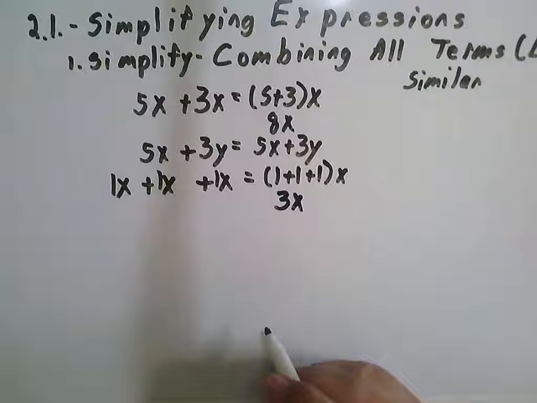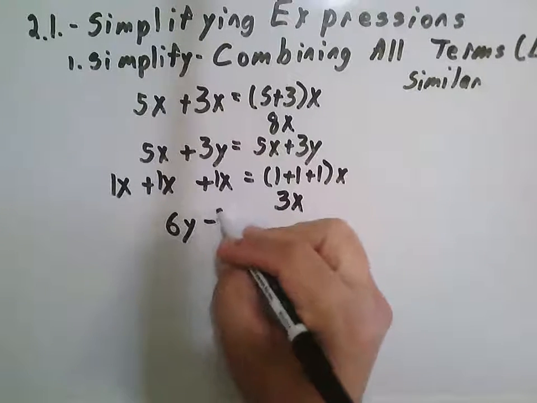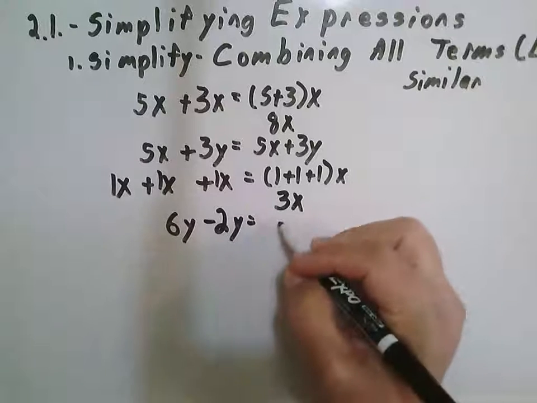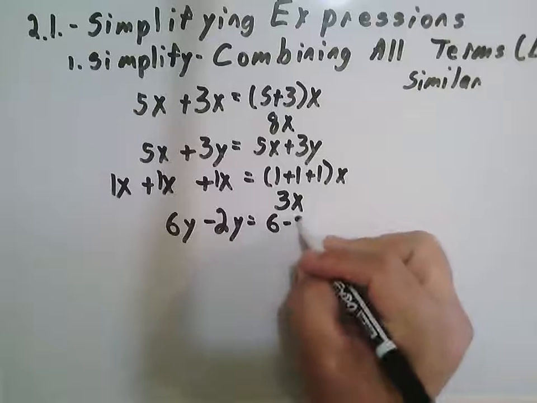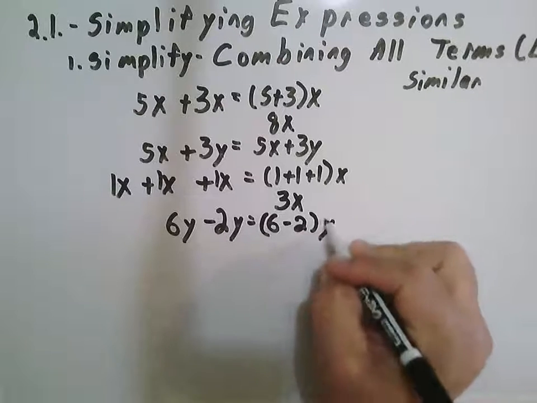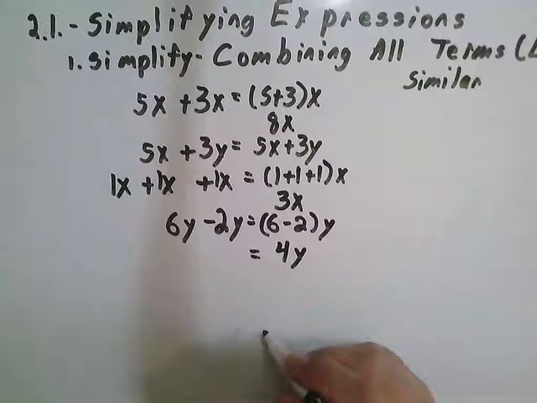Now I can do this with subtraction as well. So let's say I had 6y, subtract 2y. The only thing that we're going to focus on, because these are like items, and I can combine them, is 6 minus 2. The y just goes on the outside. 6 minus 2 is 4. So my final answer is going to be 4y.